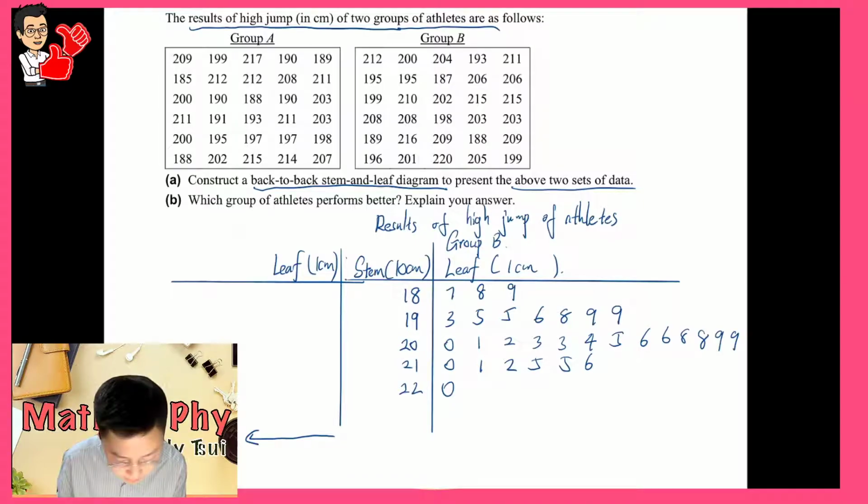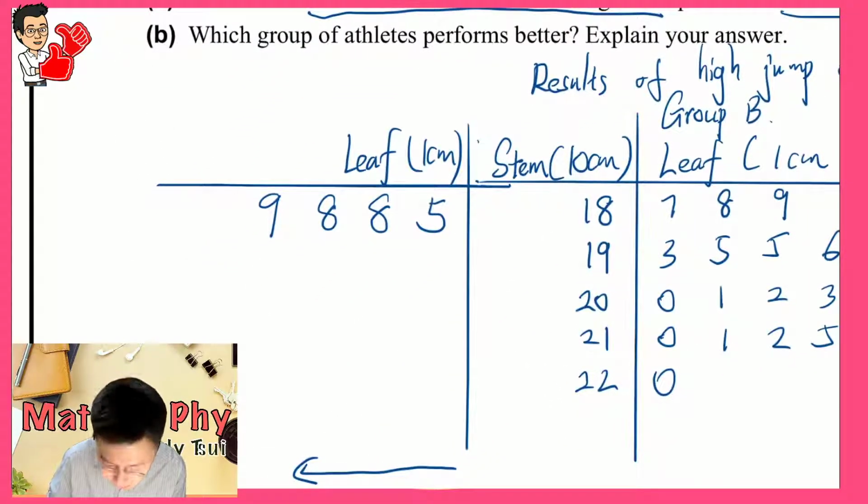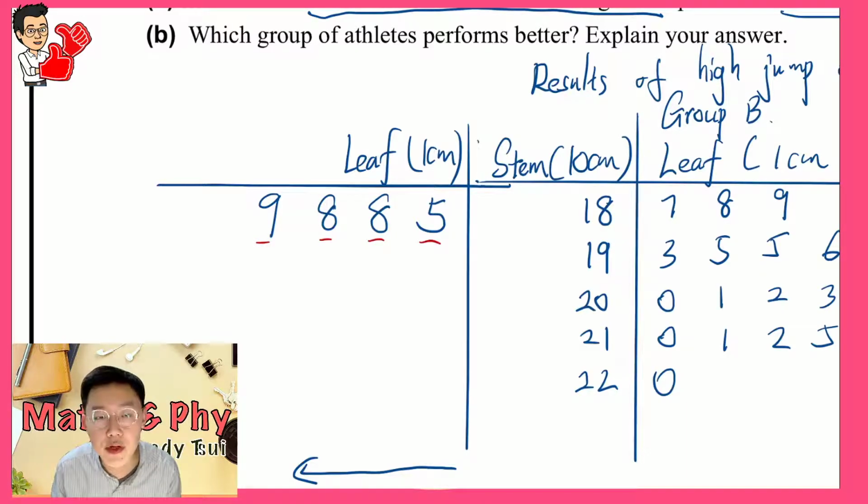Okay, so for example, I write some data for you. For example, this one: 5, 8, 8, and 9. So you can see, because 5 is the smallest one, we write it down first, and then 8, 8, and 9, because 9 is the largest one, and we put the largest one at the right-hand side and the smallest one at the left-hand side.